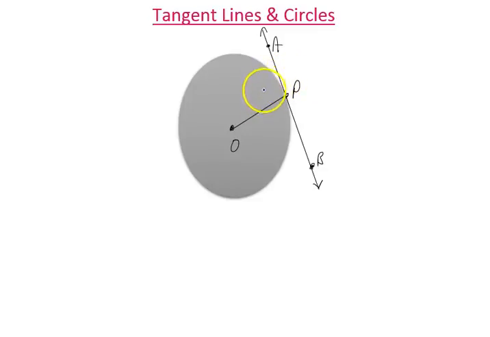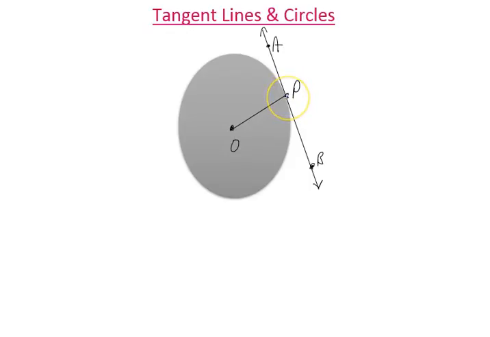Okay, today guys we are going to be talking about tangent lines and circles. And the first drawing I have here is of a line that is tangent to the circle. And tangent again means that it only touches in one spot. And so we're touching the circle at point P, so that is our point of tangency.